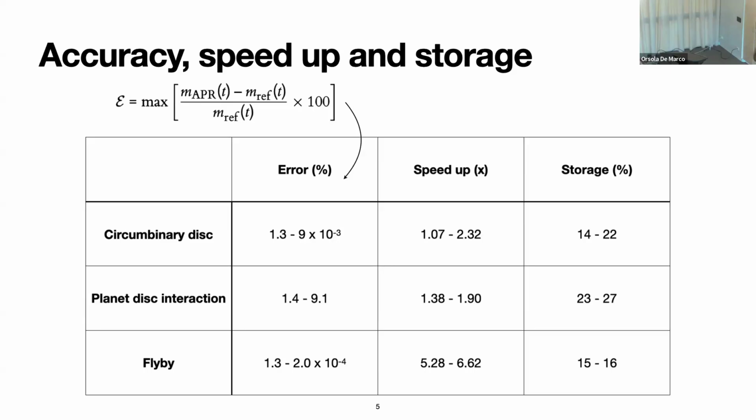We ran some other tests, so we had a planet disk interaction and a circumbinary disk, and they get errors that are kind of the same. The planet disk interaction one, I'll note, is a bit higher, and we're going to come back to that.